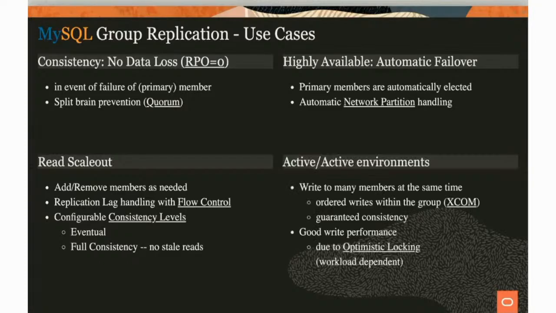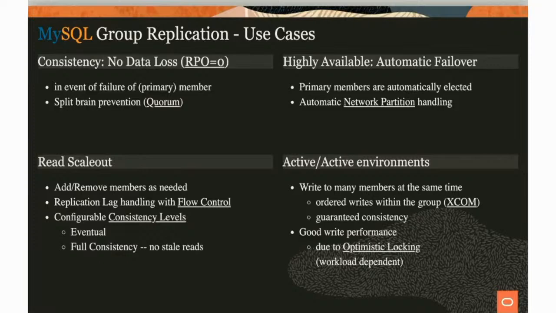So the other thing, last use case, is active-active. So you can write to multiple members at the same time. We can guarantee the consistency. Writes are ordered within the group. The Paxos XCOM protocol will kind of arrange all this. And very good to know is that write performance in group replication is actually quite good.